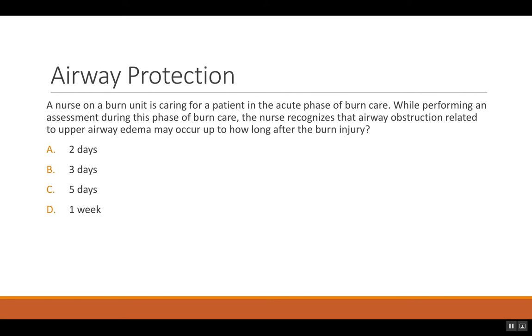Airway protection. A nurse on a burn unit is caring for a patient in the acute phase of burn injury. While performing an assessment during this phase of the burn, the nurse recognizes that airway obstruction related to upper airway edema may occur up to how long after the burn injury? And the answer is A. Up to 2 days following the burn, you may have a patient begin to have complications, which is why I said in the beginning, many times you will see that the airway is protected and they will leave a patient intubated for several days to get them past this point.